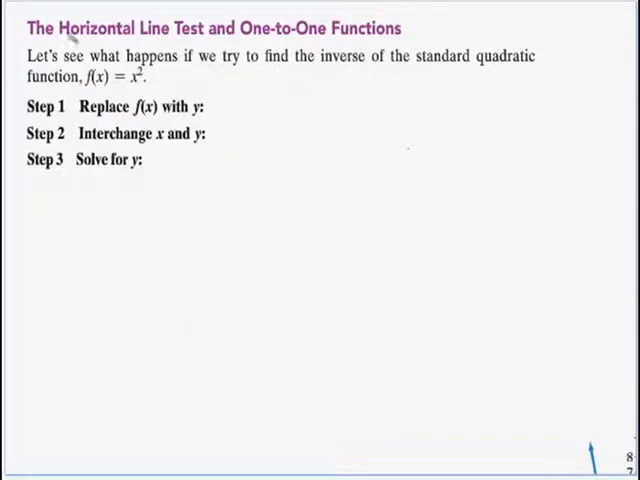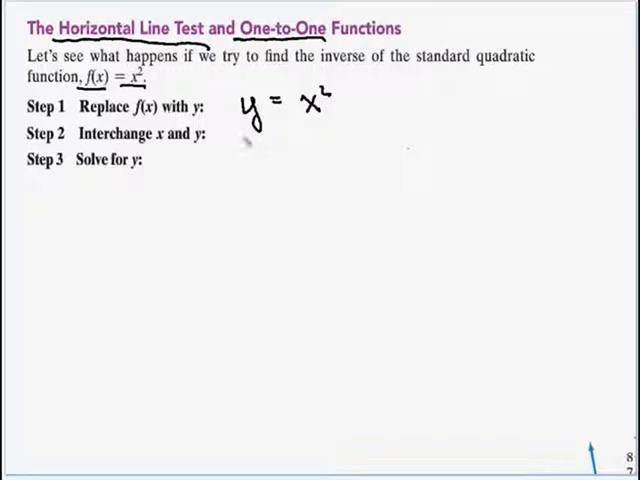All right, you've heard of the vertical line test. The vertical line test tells us, do we have a function? The horizontal line test will tell us if our function is 1-to-1 and therefore has an inverse. So let's see what happens if we try to find the inverse of the standard quadratic function, f of x equals x squared. Step 1, replace f of x with y. So y equals x squared.